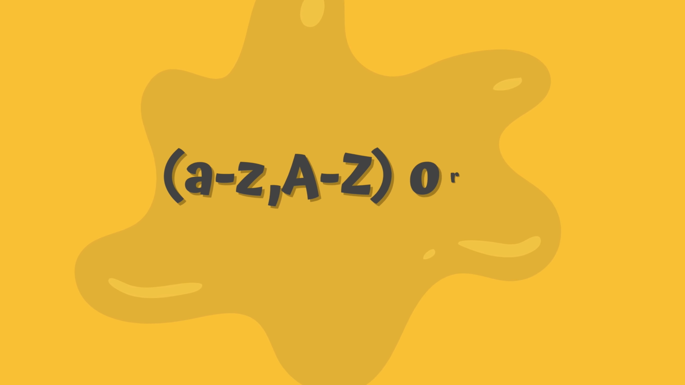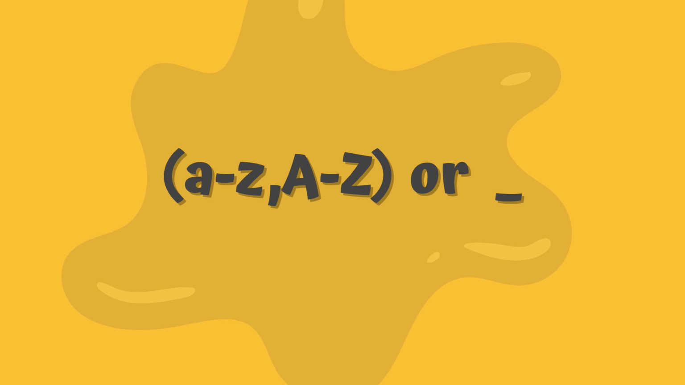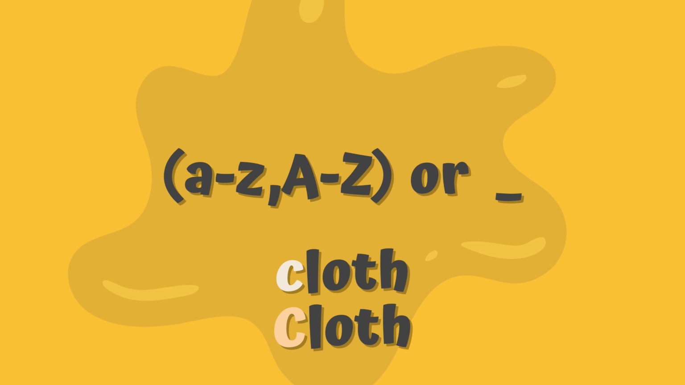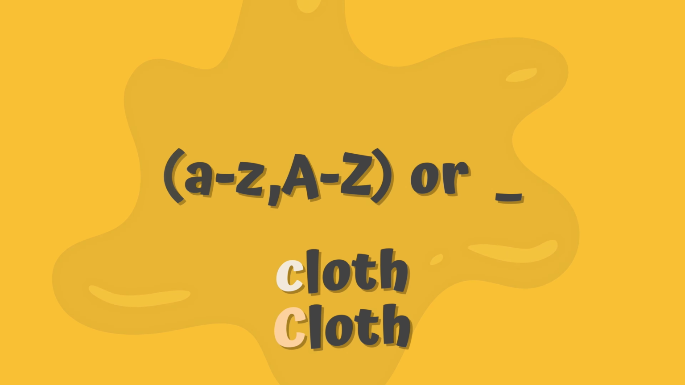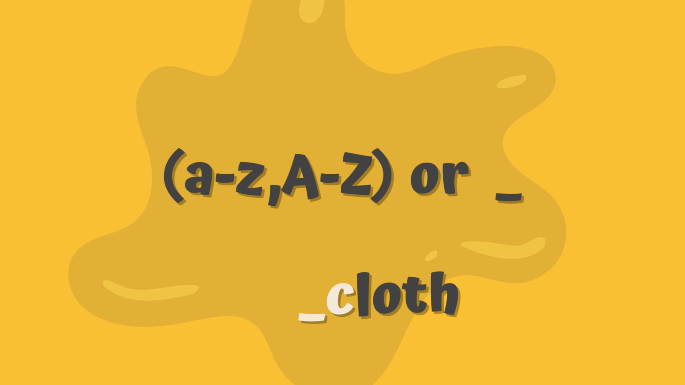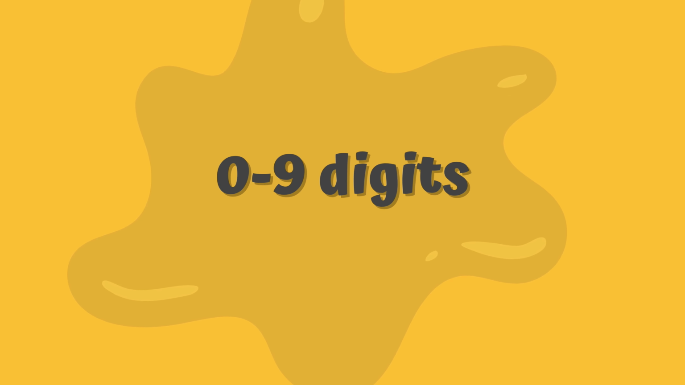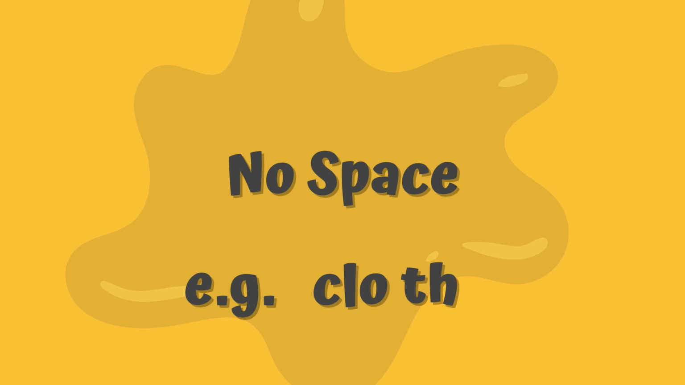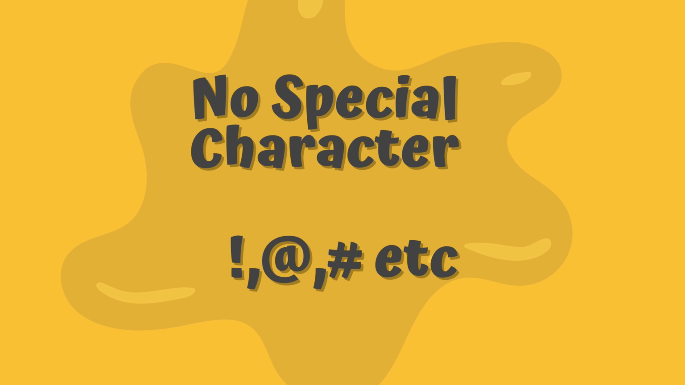Start the variable name with a lowercase or uppercase alphabet or an underscore. Like this name, here I use small c and here I use uppercase C, and in this I used an underscore. After the first letter, you can use any number from 0 to 9 in a variable name. Try not to use spaces like this, and no special characters in a variable name.